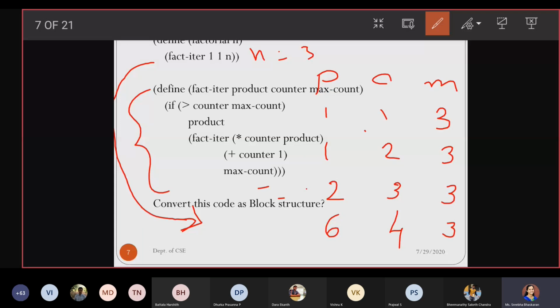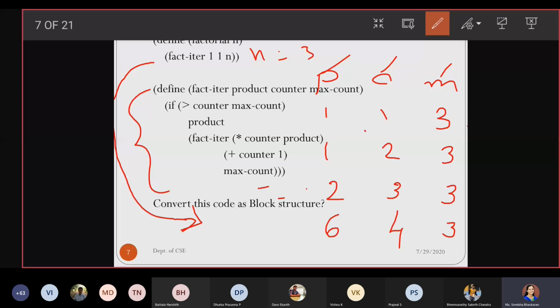So if you see in this pattern, the product value is getting modified. Each time you are calling the fact ITR procedure, there is a change in your product argument. When you see the counter argument, each time you call your fact ITR procedure, the count value is also getting changed. Now, if you see the max count value, each time you call your procedure, this value remains same, right? The variable's value remains same.